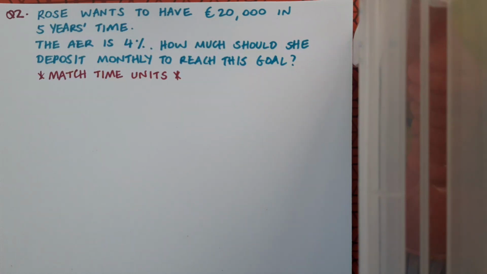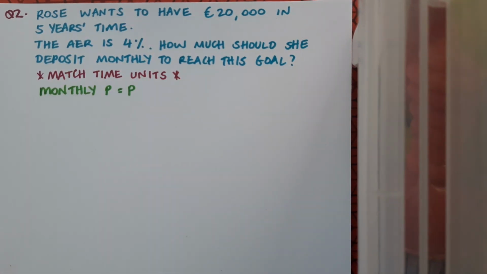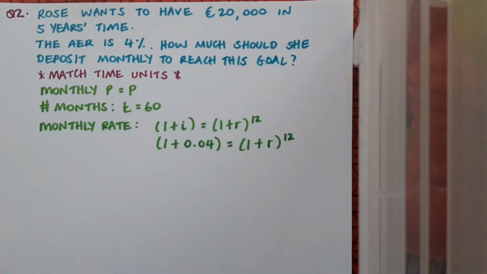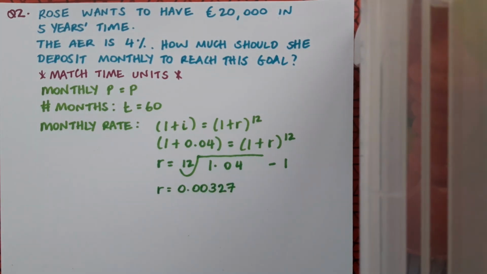So first up, we'll match our time units. We'll call our monthly investment amount P. The number of months in this case is just 5 by 12, which is 60. And we'll find our monthly rate. And I'm using this formula this time. So I've filled in my value. I do a bit of manipulation, and I'm going to give that monthly rate to 5 decimal places.